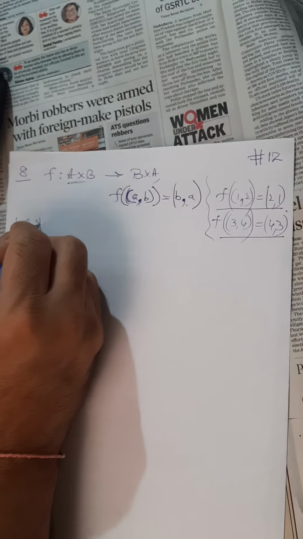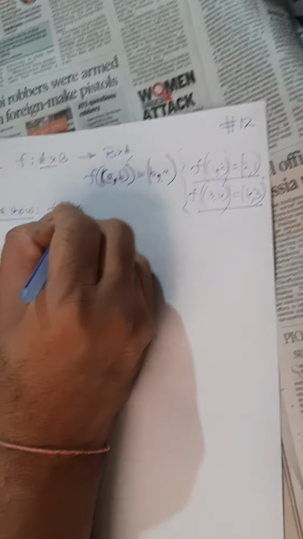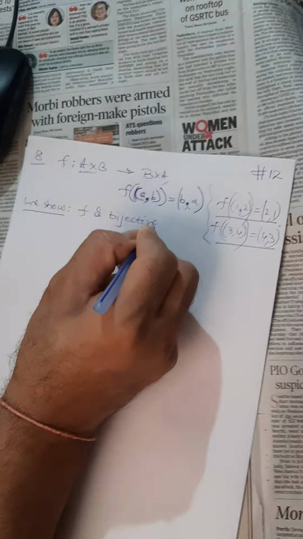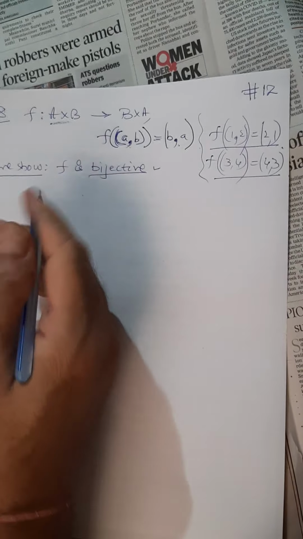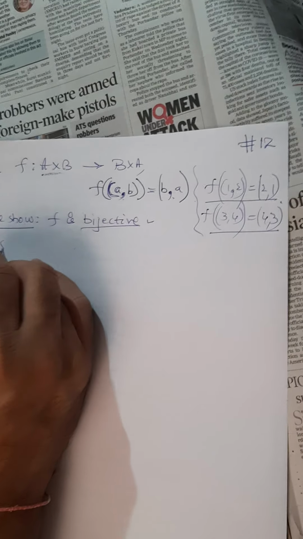We show that it is bijective. This is the question. We show that here f is bijective. Bijective means it is 1-1 and onto. F is bijective. It's not so difficult. Let's see this. So I'll start with this.